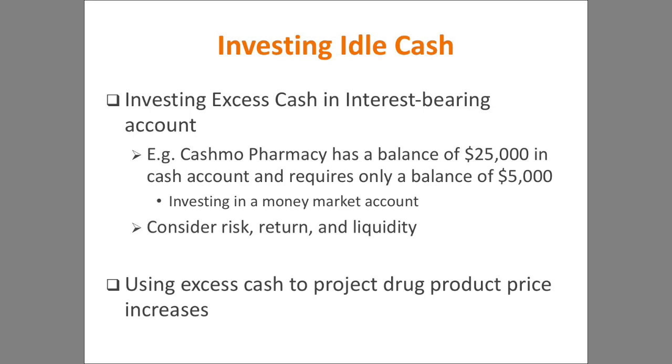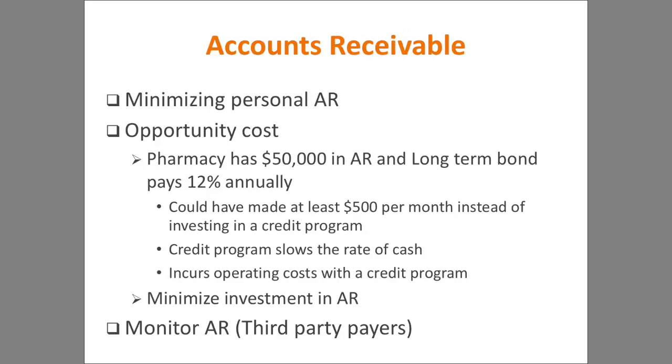And so some pharmacy owners I've known use excess cash to project drug product price increases. A lot of times in the first of the year, we see significant price increases. And so I've known some pharmacies that will spec buy and buy more product in November and December to offset that price increase, by having a lower cost on the product they paid for, but getting a higher margin during the time of January and February.